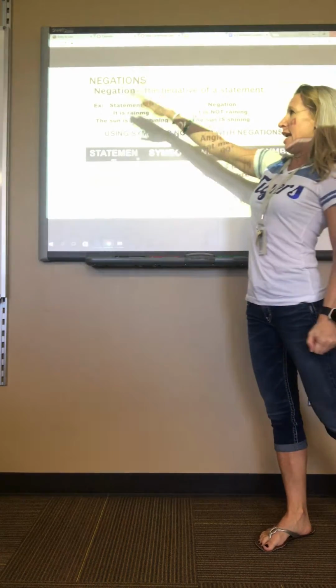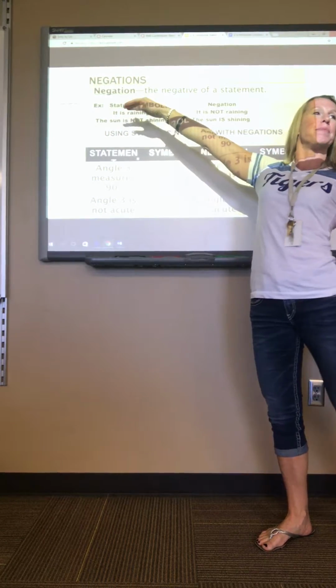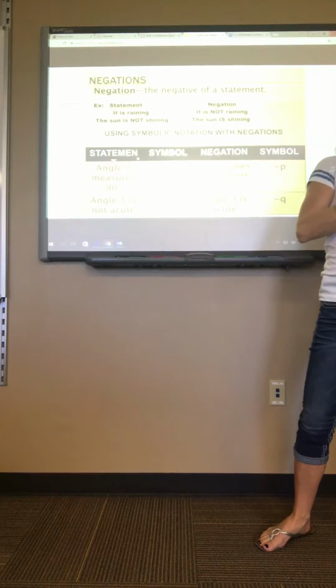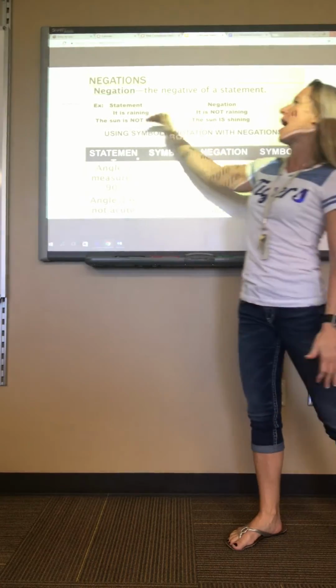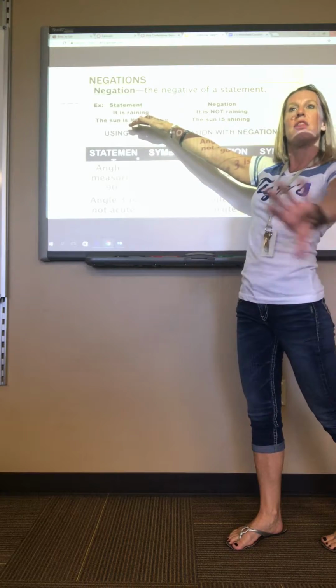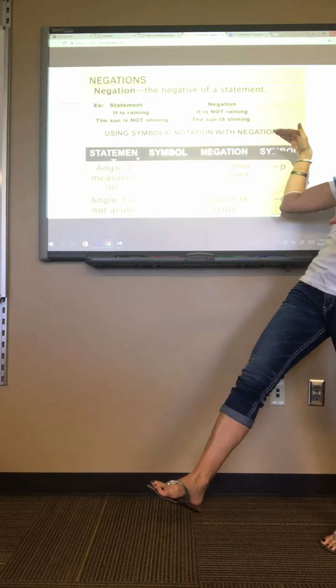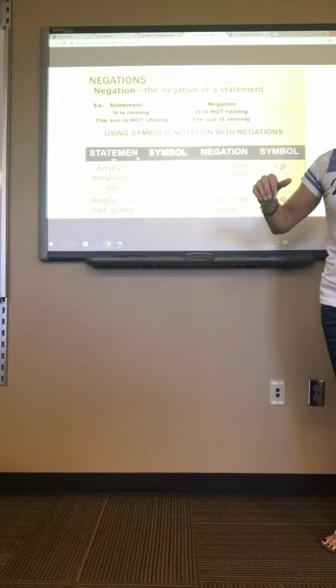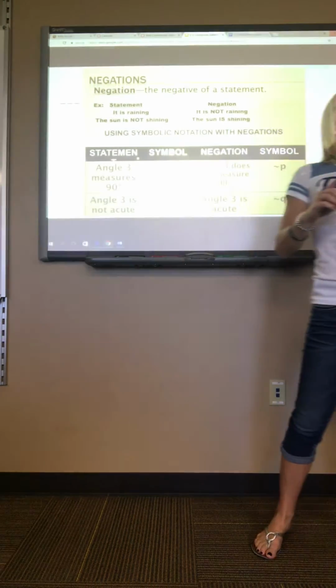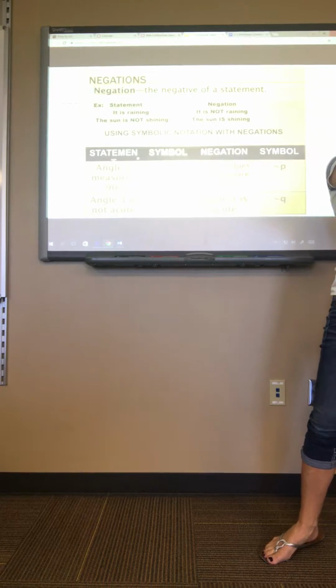It is raining is the statement. The negation would be, it is not raining. Now, what if I already have a negative statement? The sun is not shining. The negation would be the sun is shining. You wouldn't say the sun is not not shining. You would say it is shining. So far we've learned converse is just the flip.